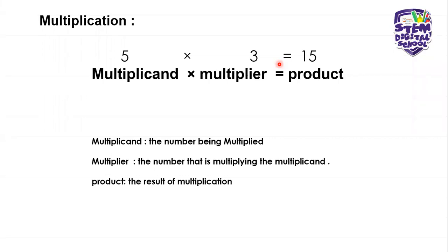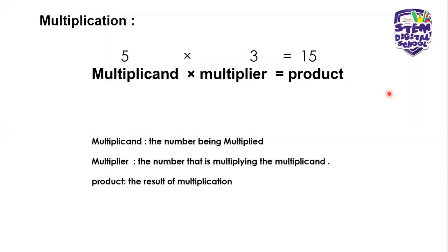So we've got 3 things that we consider when we're talking about multiplication, and this is what I want you guys to write down. We've got the multiplicand, the multiplier, and the product, right? The multiplicand, the multiplier, and the product. The multiplicand is the number that's being multiplied.